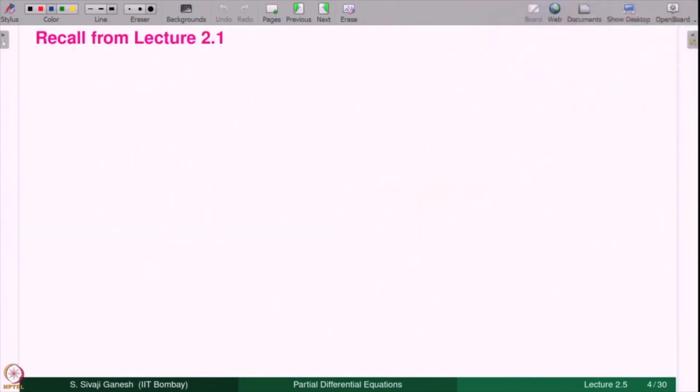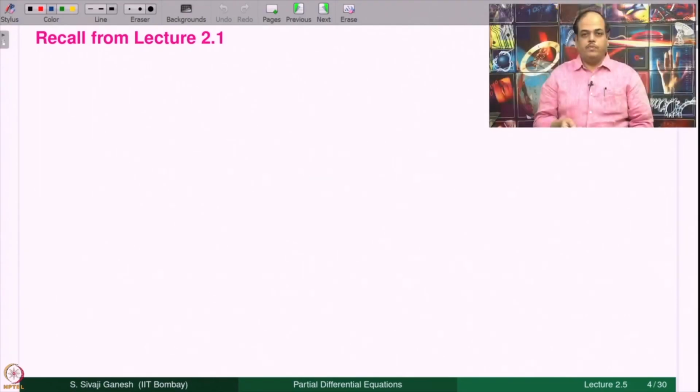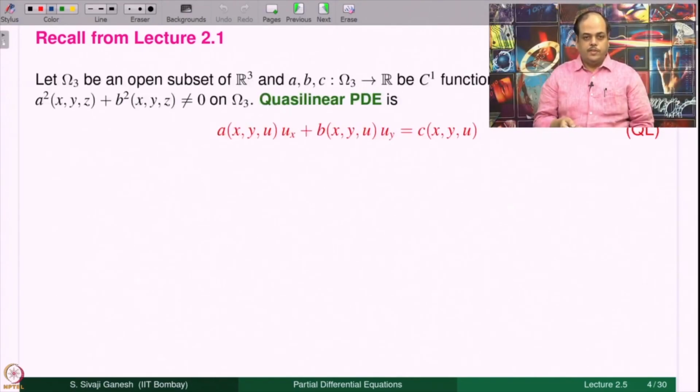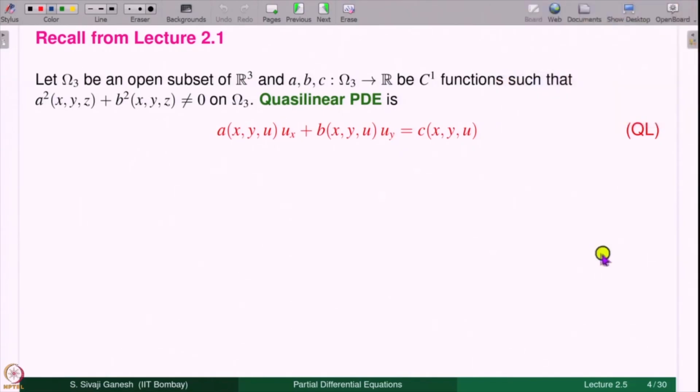Let us recall from lecture 2.1, where we have introduced the notion of Cauchy problems and quasi-linear equations. So, this is the definition of the quasi-linear equation. It is an equation of the form A(x,y,u) u_x plus B(x,y,u) u_y equal to C(x,y,u). For any reasonable analysis at an elementary level, we need to assume that A, B, C are nice functions, that is C1 functions. They are functions of 3 variables, defined in a domain omega 3 in R3, and we want that A and B do not vanish simultaneously, that is (A,B) is not equal to (0,0) at every point of omega 3.